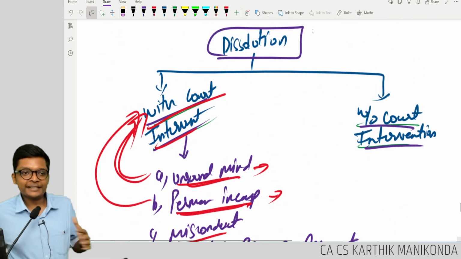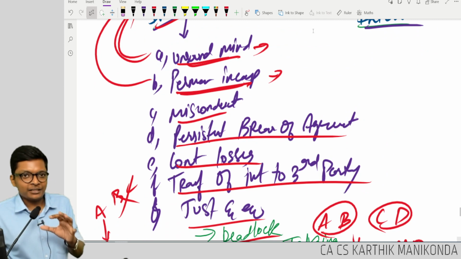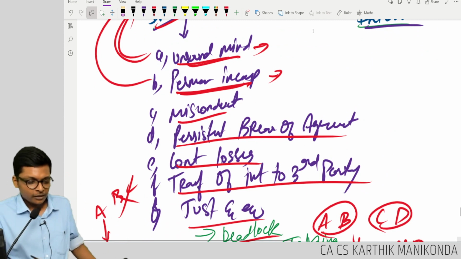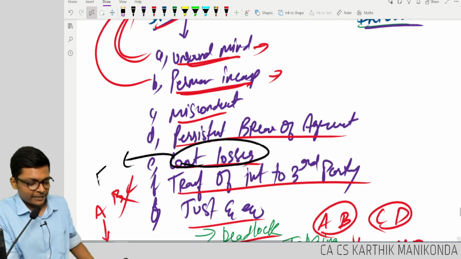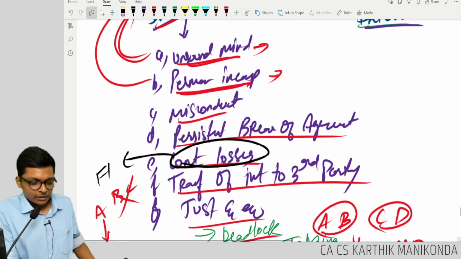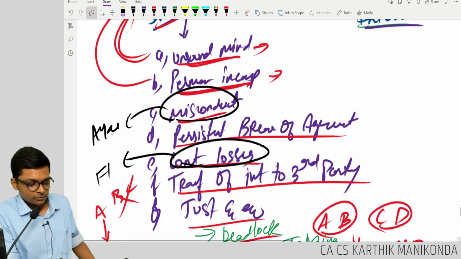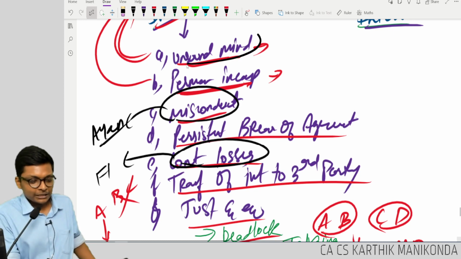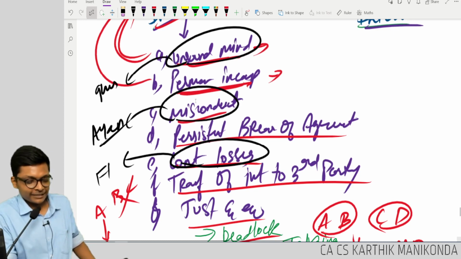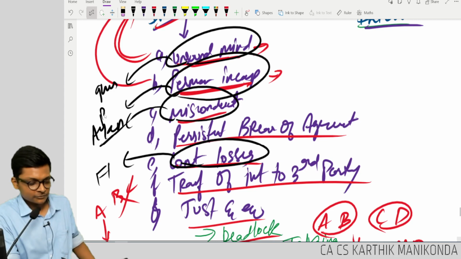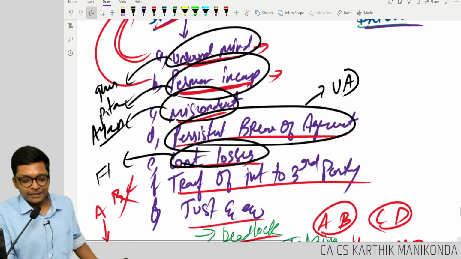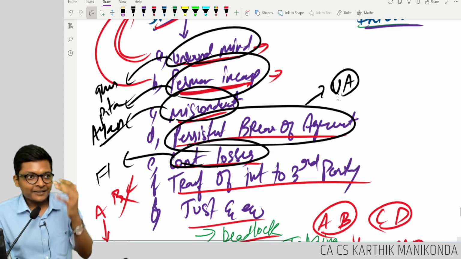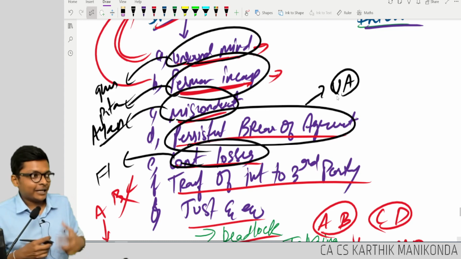All these points are examples of with court intervention. If you want to remember, each of these points is one Surya movie. Continuous losses, which one? That flight movie. Next, misconduct, which one? Iron movie. Next, unsound mind, Gajini. Permanent incapacity, Pitamagan, you saw that movie. Next, persistent breach of agreement, Vaaranam Aayiram, where Sameera Reddy will tell, don't follow me. Are you following, guys?